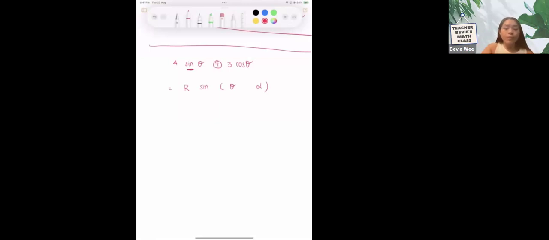For sine, it will be the same sign, correct or not? Okay, only for today, I let you all refer. Please go and memorize it. Okay, now my job is to find R and find alpha. Okay, and remember the formula?